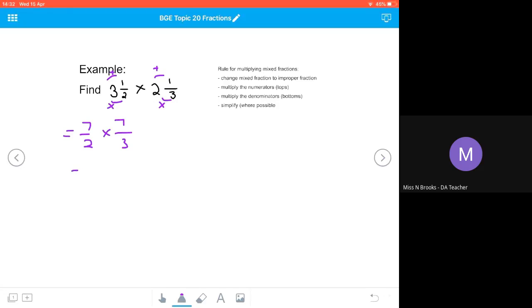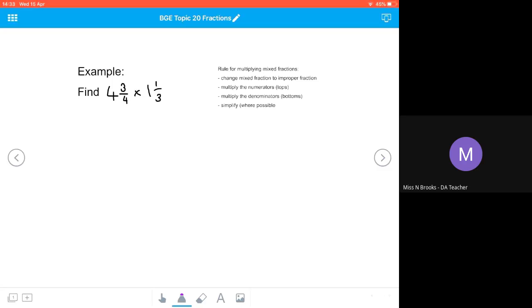So now we're going to do our multiplying. So 7 times 7 is 49, and 2 times 3 is 6. Now I want to change that back into a mixed number. So I'm going to go over here to the side, and I'm going to write my 49 underneath the bus stop. I'm going to write my 6. There are no 6's in 4. There are 8 6's in 49, because 8 6's are 48. So that means I have a remainder of 1. So my final answer is going to be 8 and 1/6. And I can't simplify the 1/6 any further.